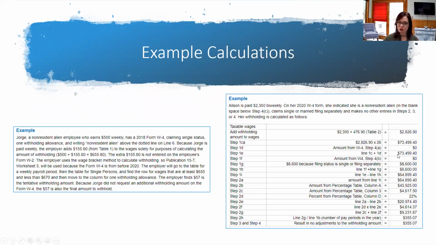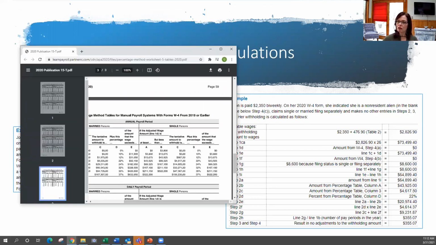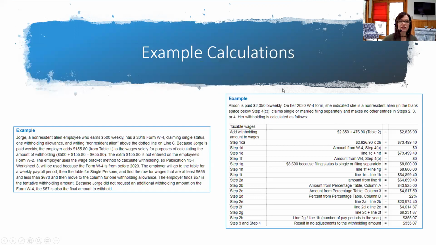We're basically going to reduce the gross amount of $73,499 by the $8,600 to give us this new taxable amount, $64,899.40. So then we are going to go to, not that, sorry about that.